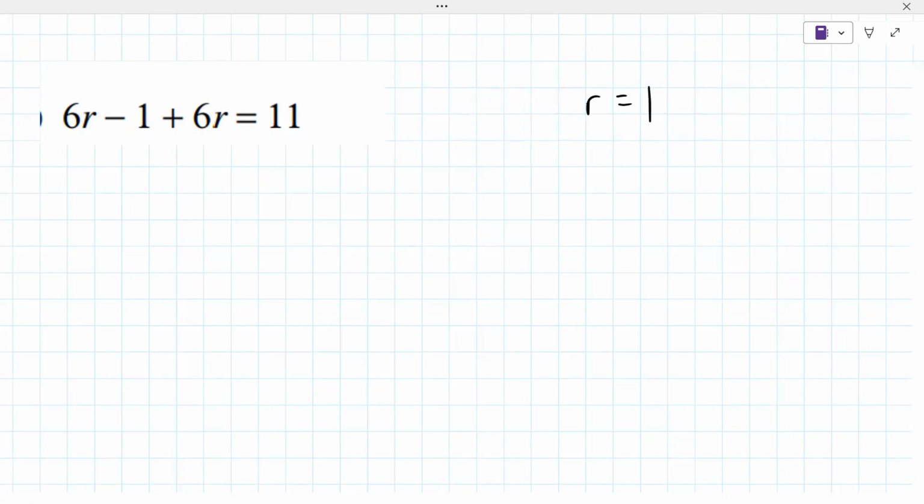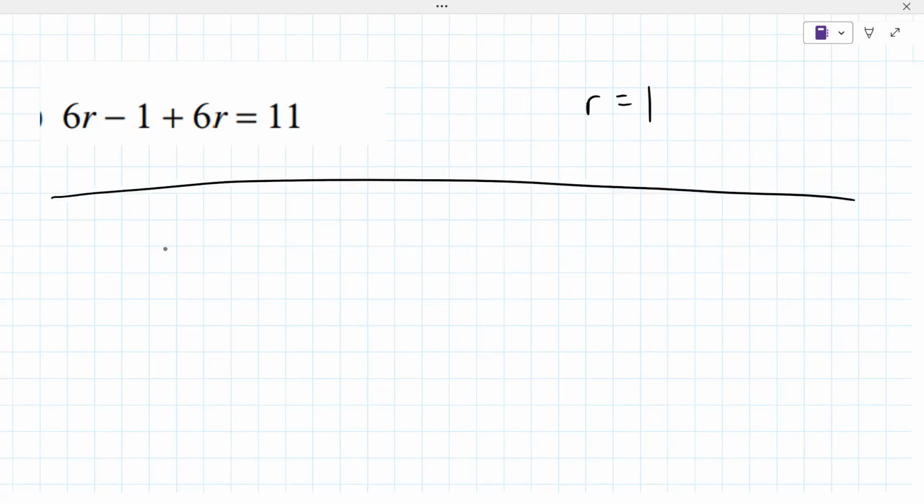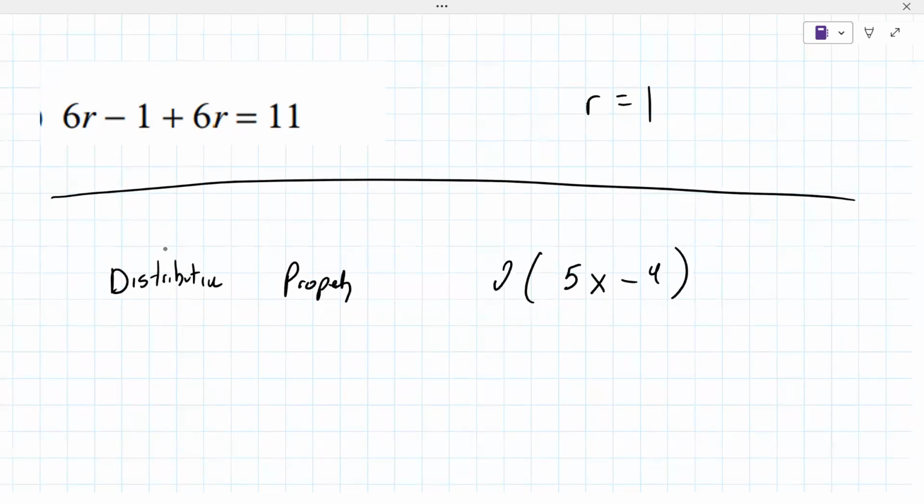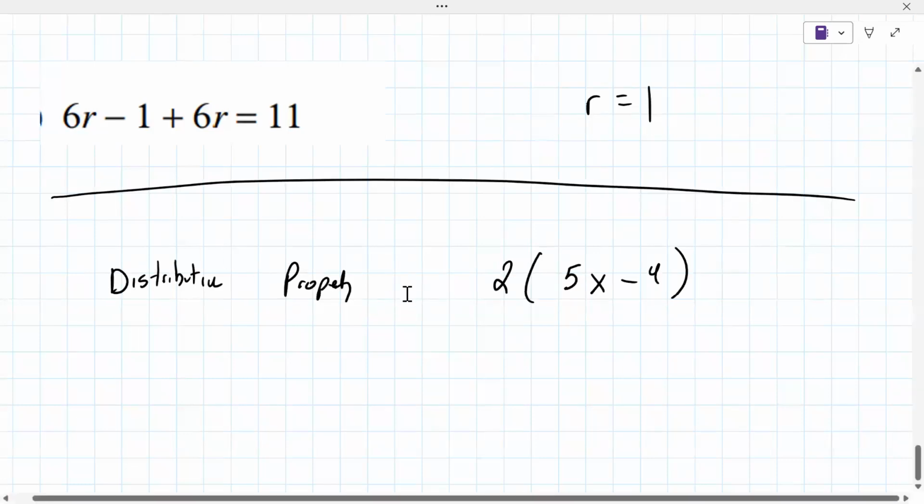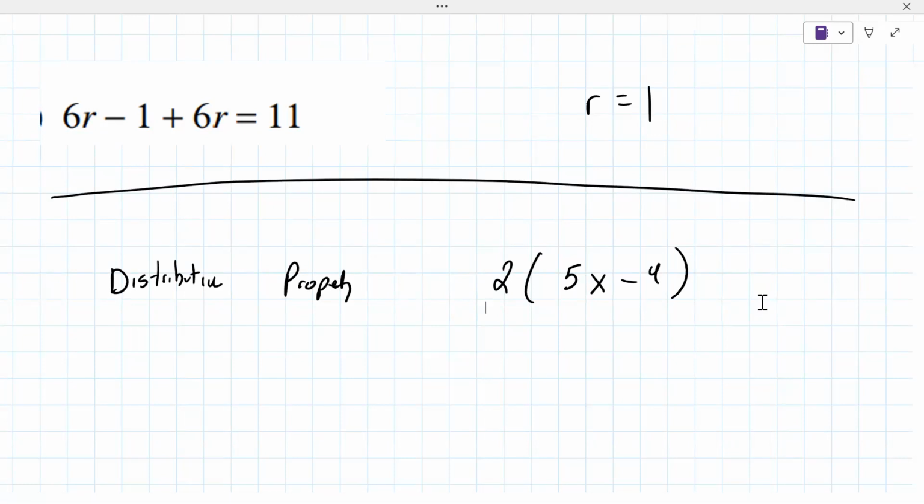The next type of problem that we'll see here is the distributive property. So you probably already know what this is, even if you're not sure yet. Distributive property is, let's say if something in parentheses like 5x minus 4, and you have a 2 on the outside. Do you remember what the 2 on the outside does to the stuff on the inside? You multiply it in. That's right. So it becomes 10x minus 8.